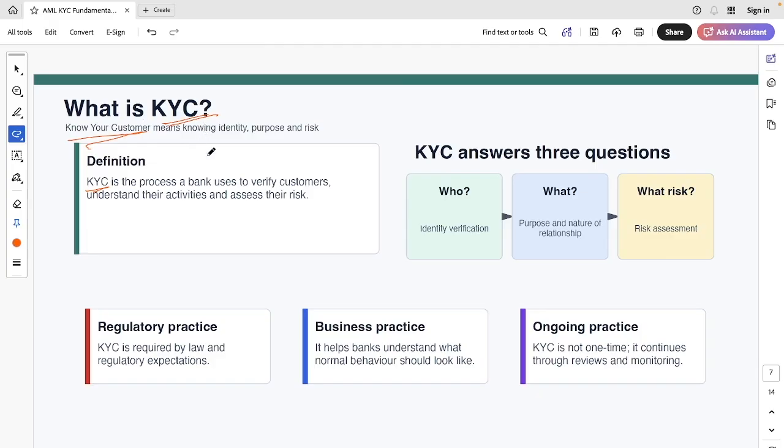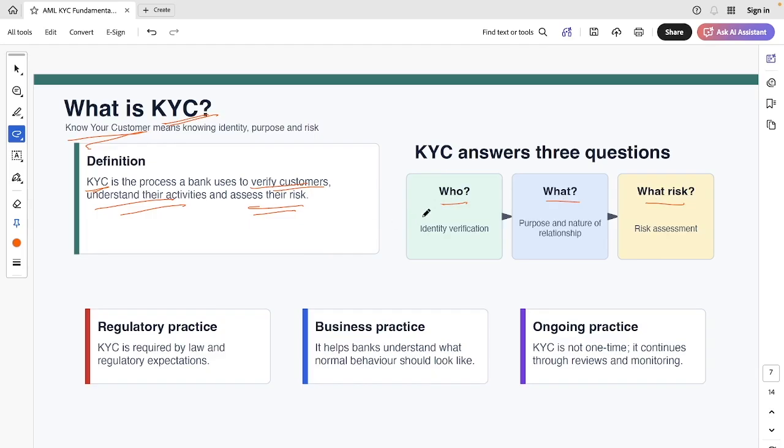KYC is the process a bank uses to verify customers, understand their activities, and assess the risk of building a relationship with a customer. Many people think KYC means document collection, but document collection is just one part. KYC basically answers three questions: who, what, and what risk.